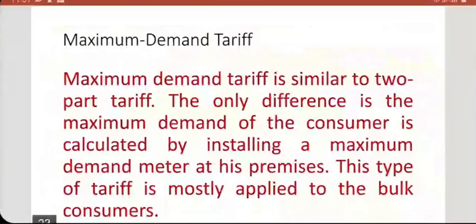Maximum demand tariff. Here, the charge is made based on maximum demand rather than breaking it into two parts. Some companies may agree to it. Fine.